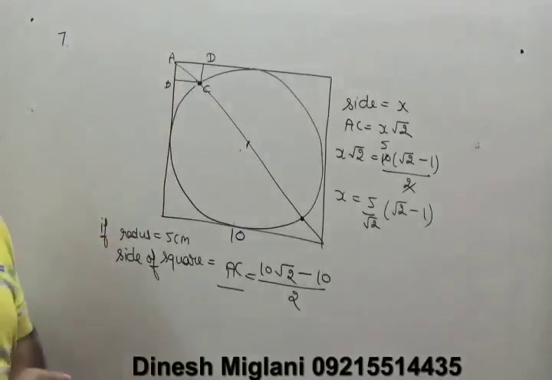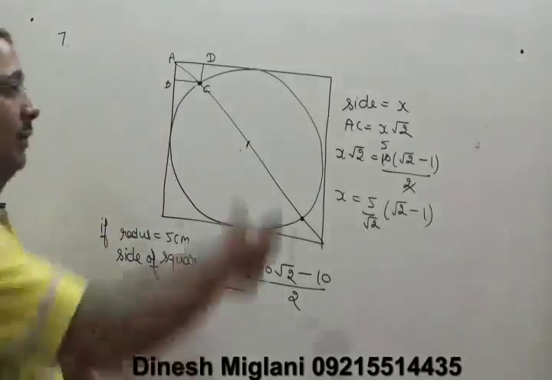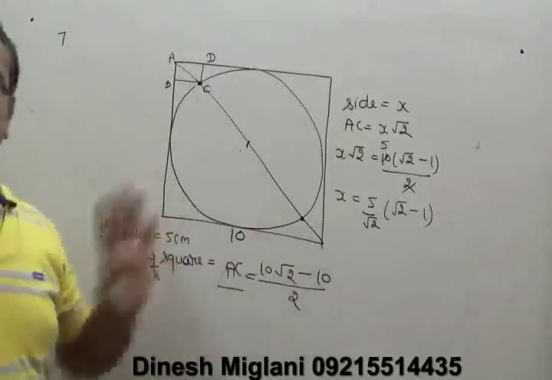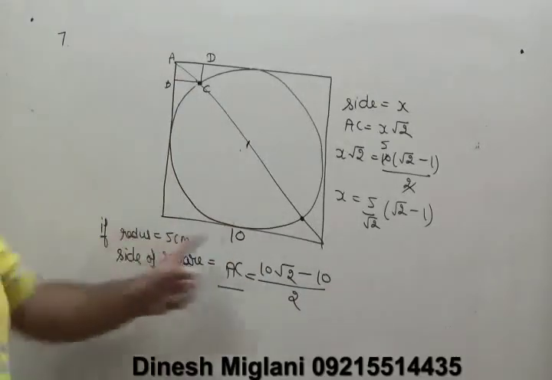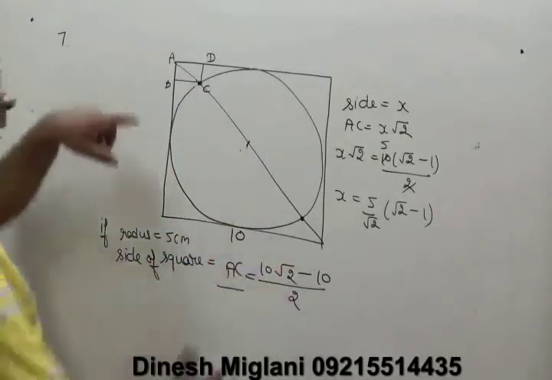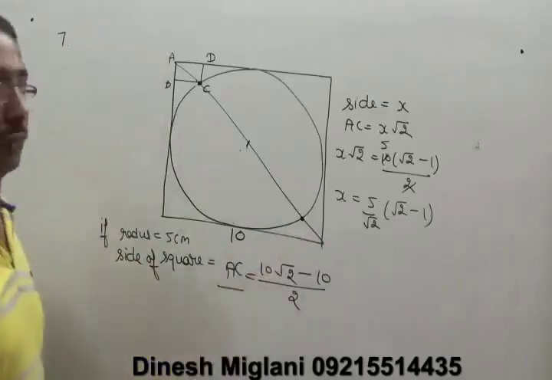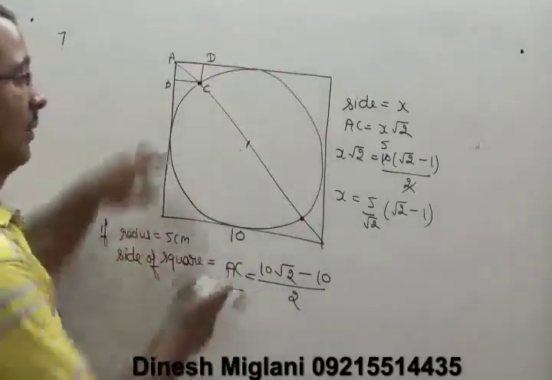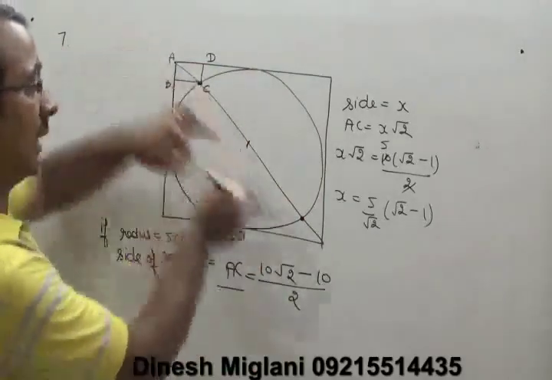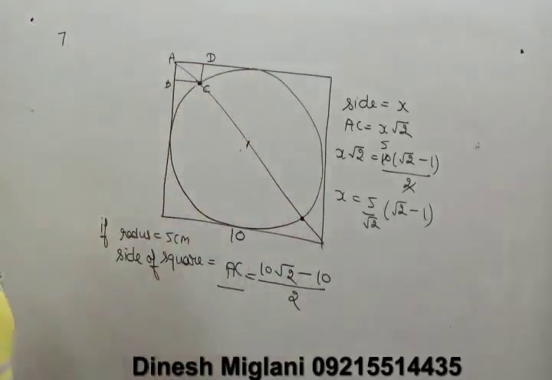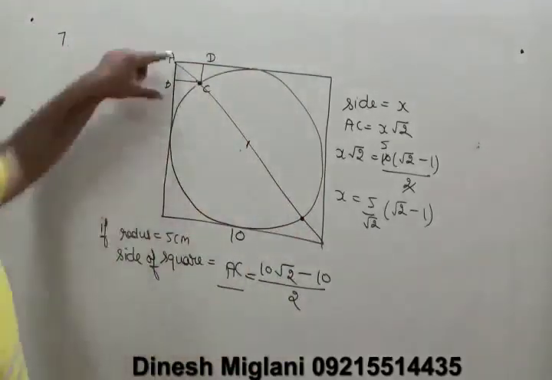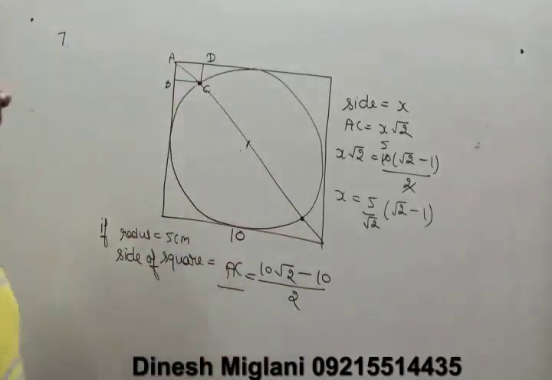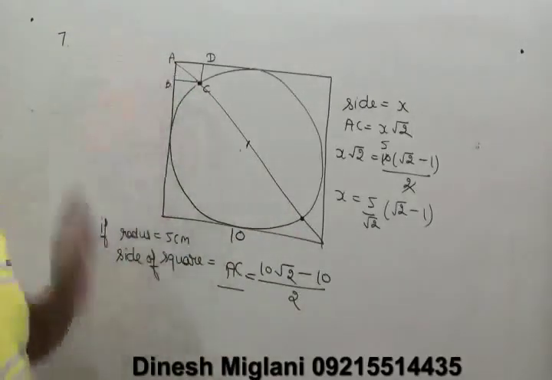Let me try to understand the question again. It is given that the radius of the circle is 5. If the radius is 5, then the side of the square is 10. So this side is 10. From here I can say the diagonal is 10 root 2, because that is a circle of diameter 10. If I subtract 10 out of here, I can say this and this sum is equal to 10 root 2 minus 10. Because I am concerned with this particular square, this and this are equal, so I divide by 2. So here I can say that is the length of AC.